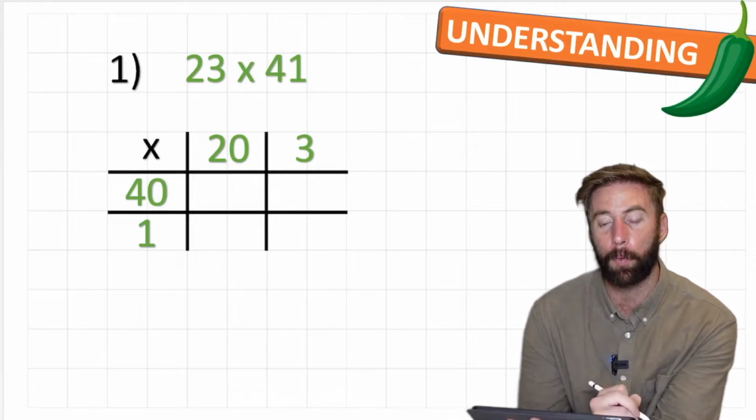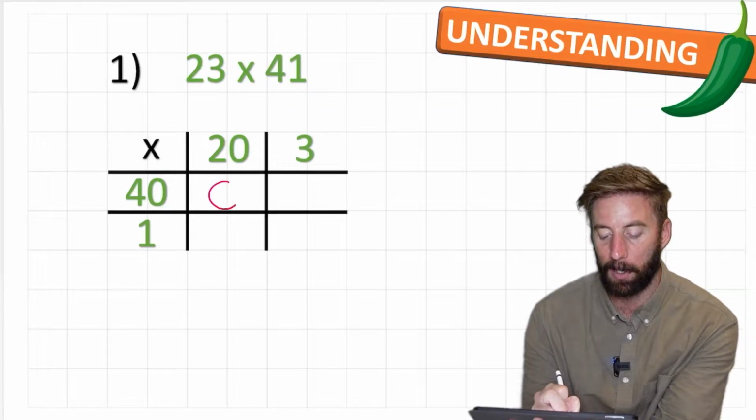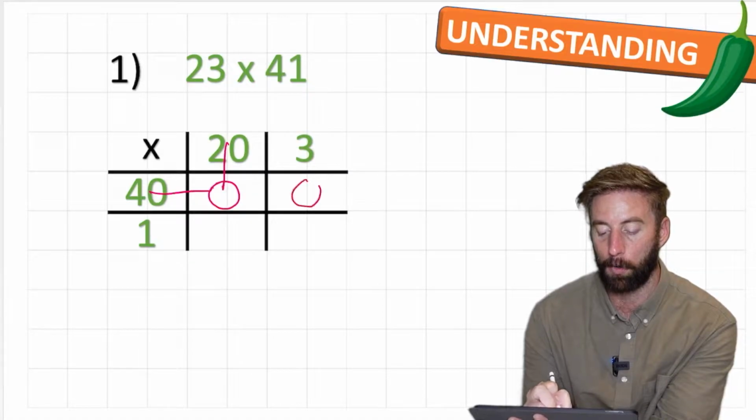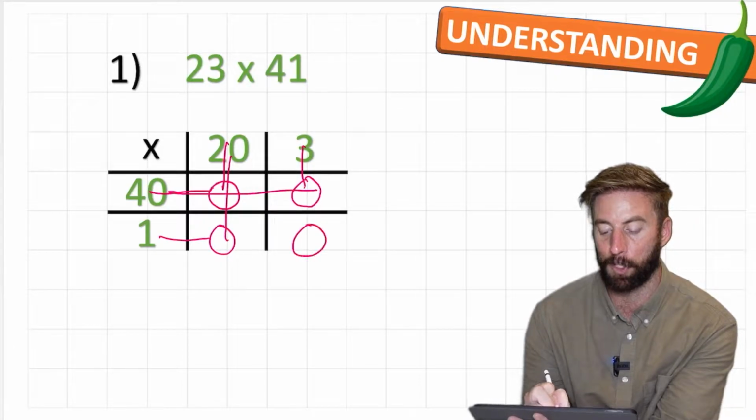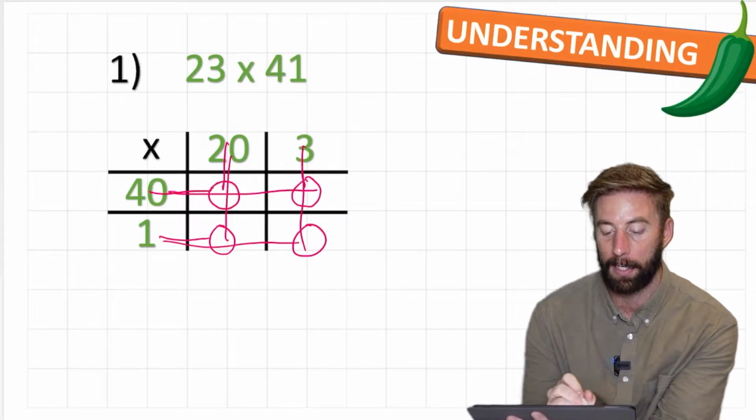Now, the way that we work with these grids, this box here will be the product of 20 and 40. This box here will be the product of 3 and 40. This box here will be the product of 1 and 20, and this box here will be 1 and 3. So let's have a go.